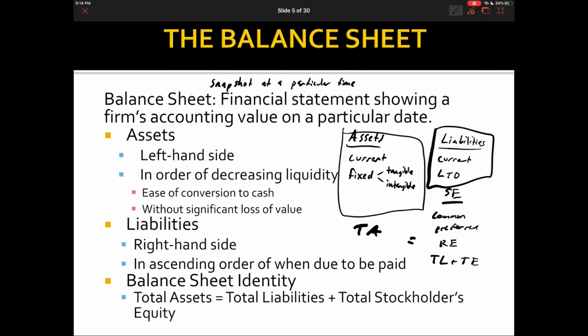Once again, owner's equity is sometimes referred to as a residual value, with the thought process that if a company were to take all of their assets, convert them to cash, and pay off the liabilities, what remains would belong to the shareholders. So this is the first thing that we discuss, the balance sheet identity, where total assets equals total liabilities and stockholders' equity. This is always true. The balance sheet always must balance.